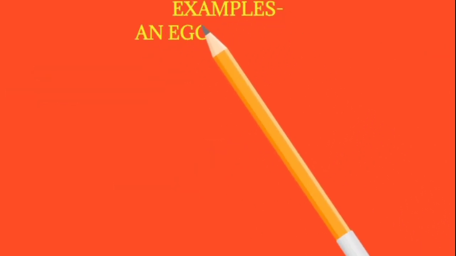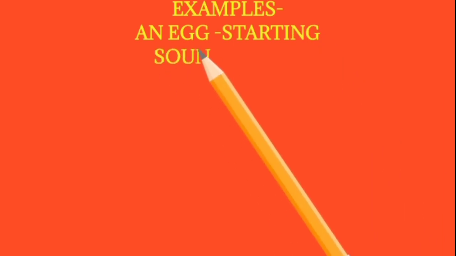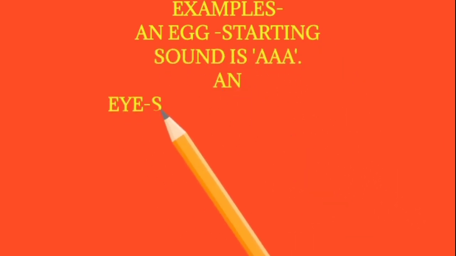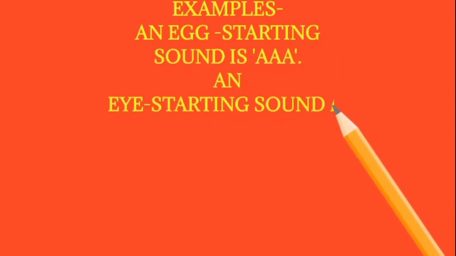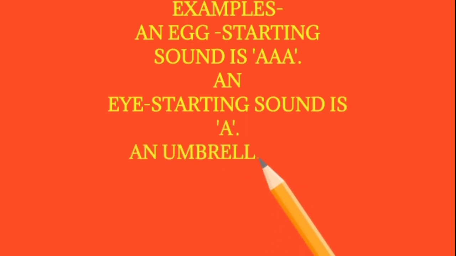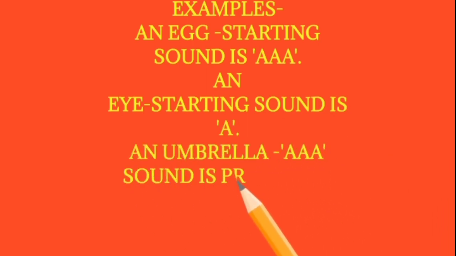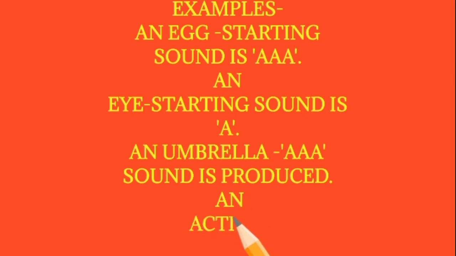Let us see a few more examples. An egg. Starting sound is A. An eye. Starting sound is A. An umbrella. In the starting, an A sound is produced. An action.